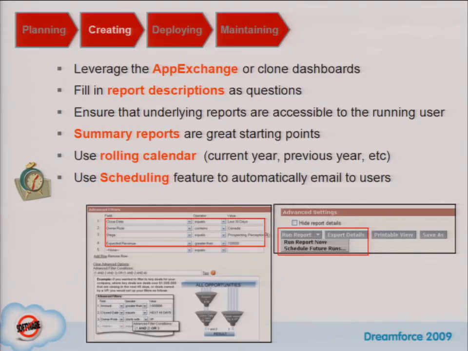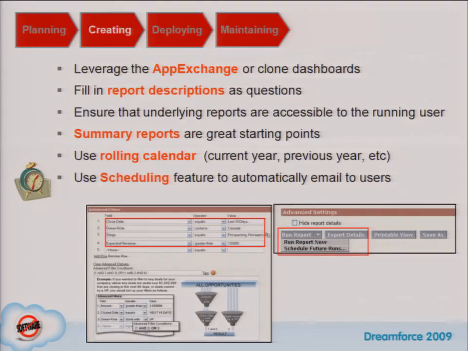When naming reports, make use of report descriptions. So keep them pretty strategic and in the form of questions. For example, how many opportunities have we closed this month? What's my monthly pipeline looking like? How many cases has this line of business opened? So having your report description part, not the naming convention, filled out as questions can really help. Making sure underlying reports are accessible to the running user.